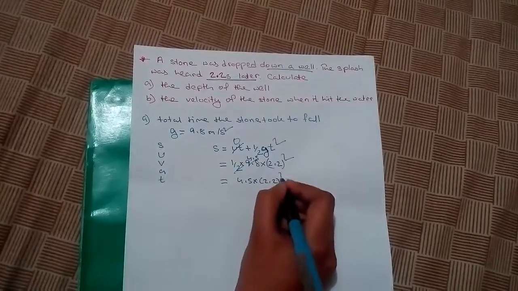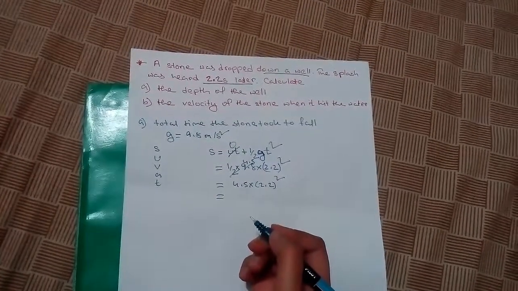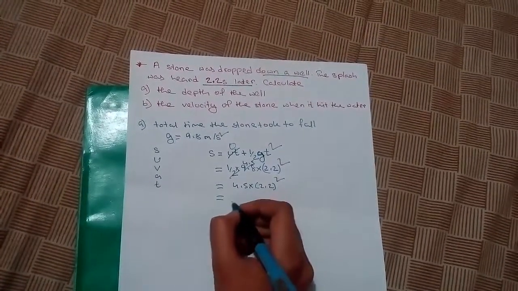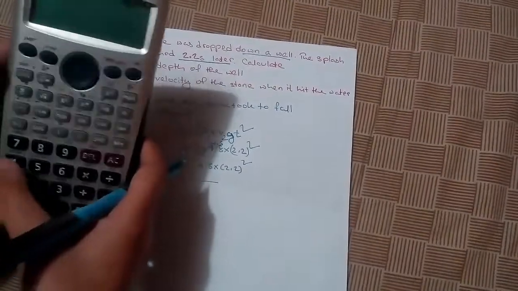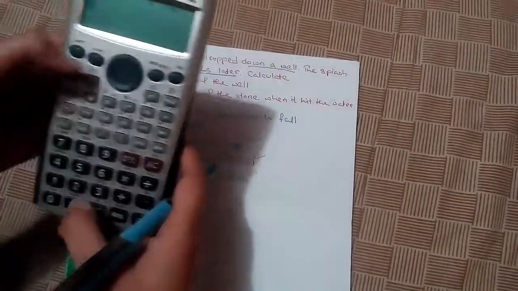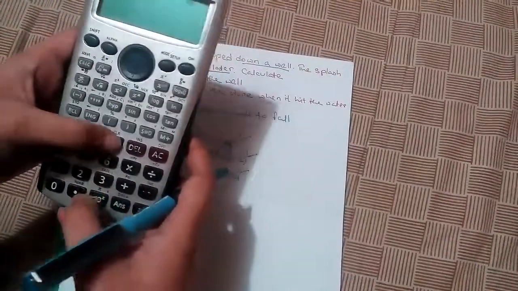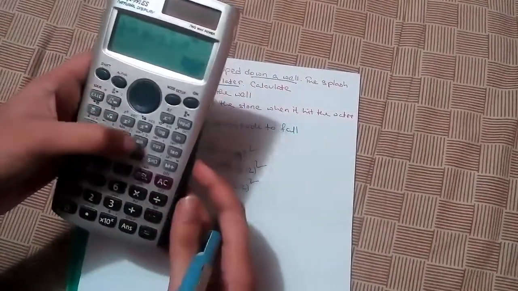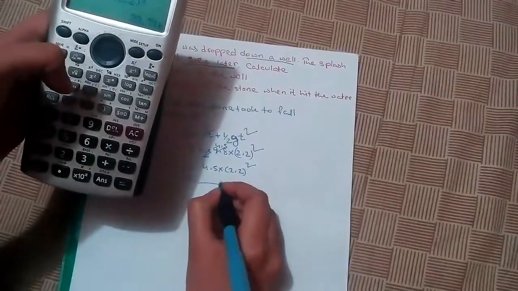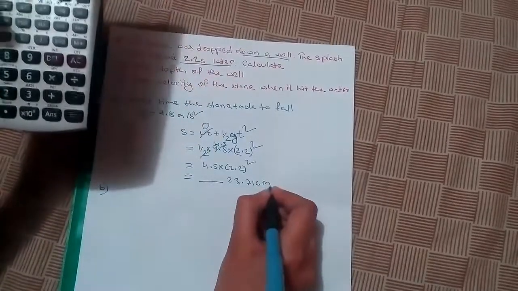4.5 into 2.2, so ভ্যালুটা হবে half into 9.8 into 2.2 whole square. So the answer is 23.716 meters.